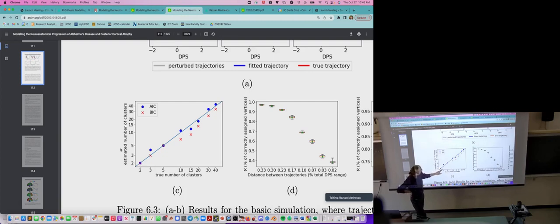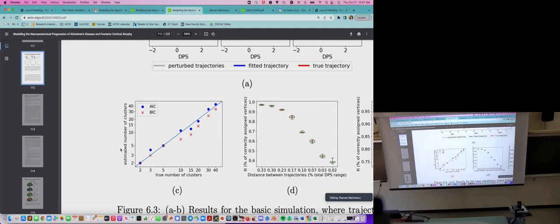And you see how, when we simulated data from 2 clusters or 10 clusters or 30, these AIC criteria would give you almost the true optimal number of clusters. Notice the diagonal is the perfect estimate, but they are very close to the diagonal. That's another example of how you can use these criterions, AIC and BIC, to optimize your hyperparameter K, the number of clusters.